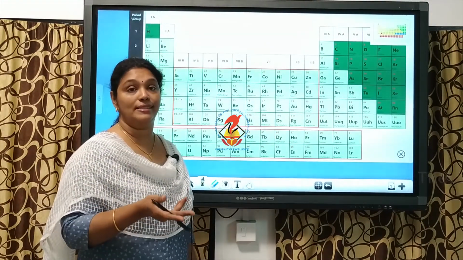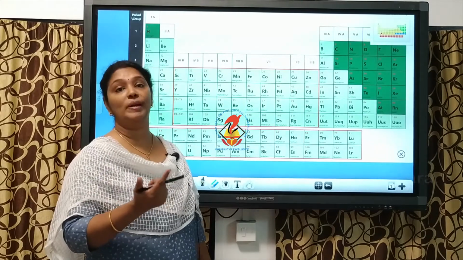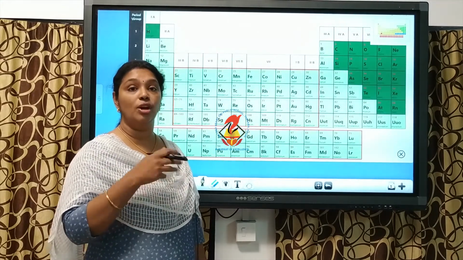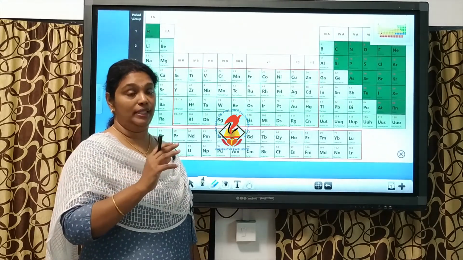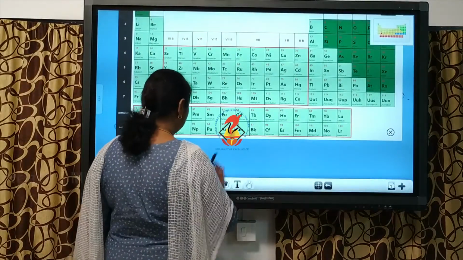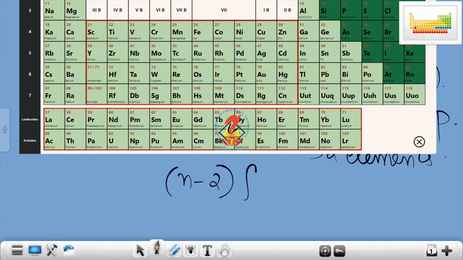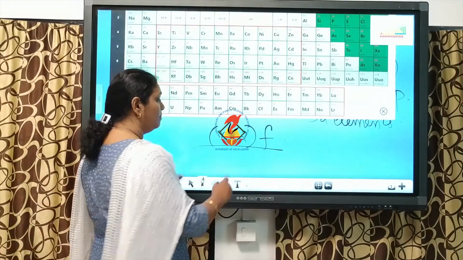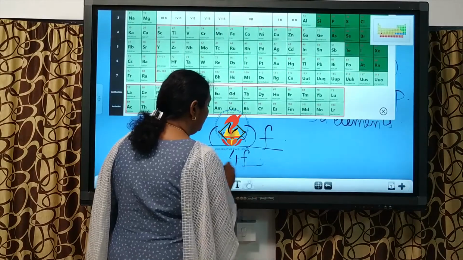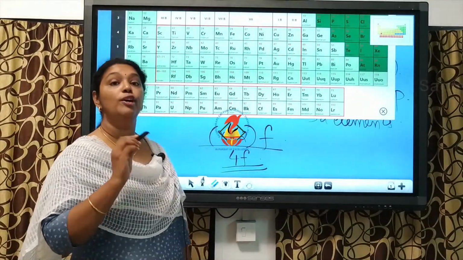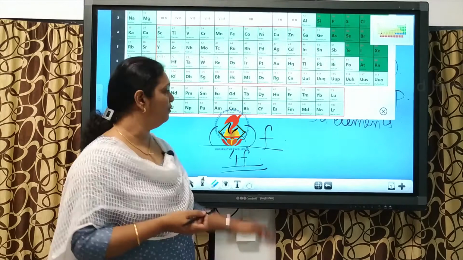Now after 6s we have 4f orbital getting filled. Now this is also inner f orbital, or we can say here it is n minus 2 f orbital that gets filled. Now you substitute for n. We have 6th period, n is equal to 6. So what is 6 minus 2? 4. So in 6th period we have 4f orbital getting filled.